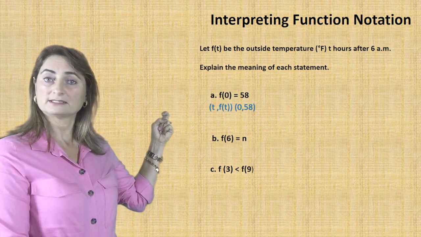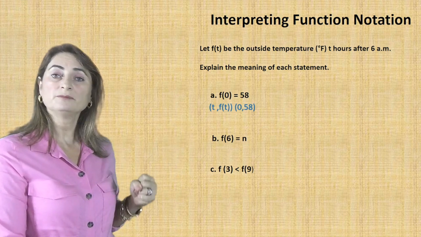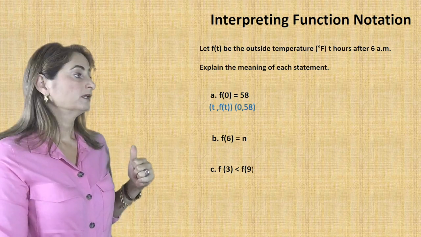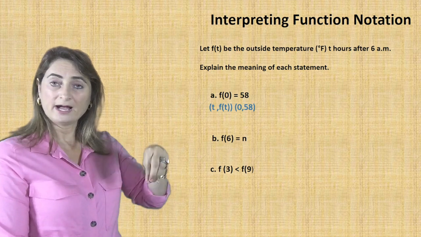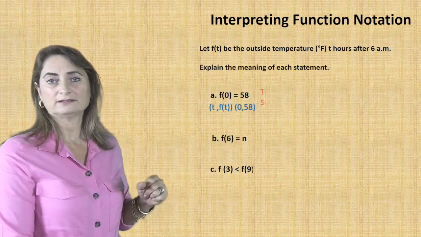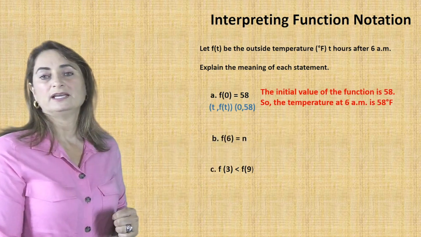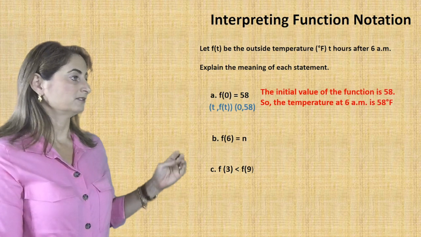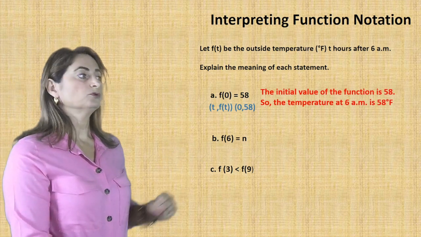If I were you, I would write it as an ordered pair with t and f of t. T is the time after 6 a.m. and f of t is the temperature at that time. Since the time is 0, that means right now, which is 6 a.m., the temperature will be 58. So the temperature at 6 a.m. is 58 degrees Fahrenheit.